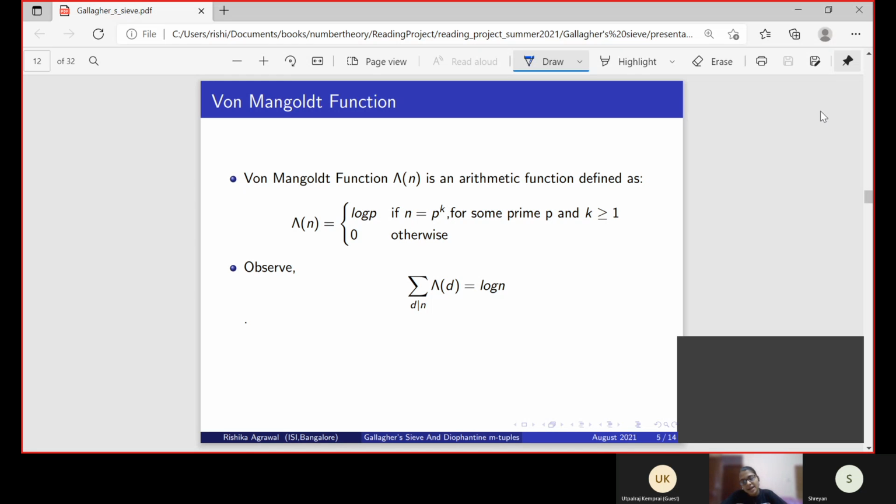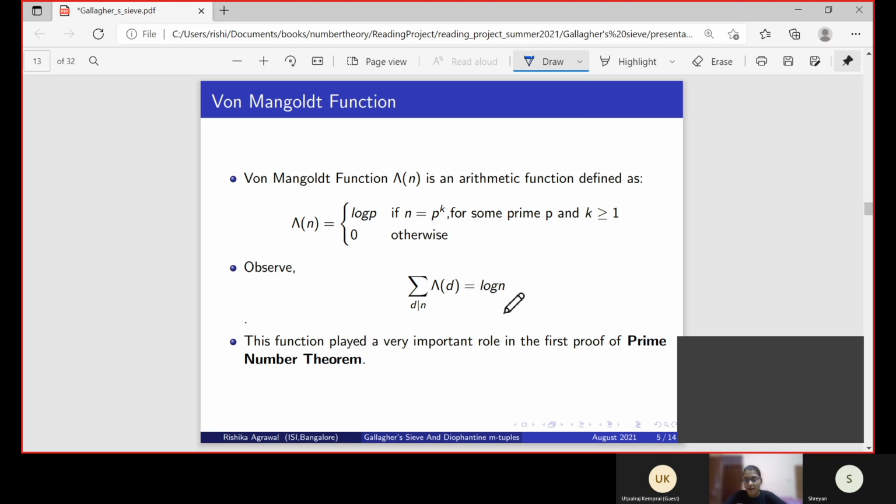One very basic summation identity related to this function is that the sum of Lambda(d) over d dividing n is log n. You can observe this clearly, as only for the prime powers is this log p. So for the prime powers dividing n, we get log p that many times, and for all other cases it is 0. So we'll multiply exactly all the prime powers once, and this will give us log n. This is the basic identity related to Lambda(d), and it is used to write an explicit expression for Lambda using the Mobius inversion, another beautiful property in analytic number theory.